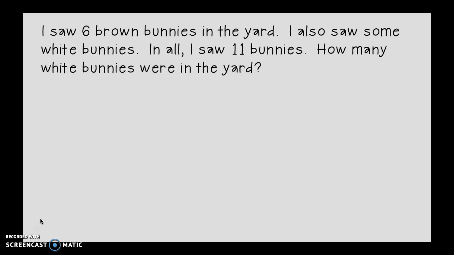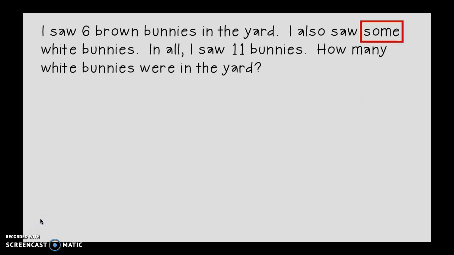All right, I'm going to read it again, friend. I saw 6 brown bunnies in the yard. I also saw some white bunnies. In all, I saw 11 bunnies. How many white bunnies were in the yard?